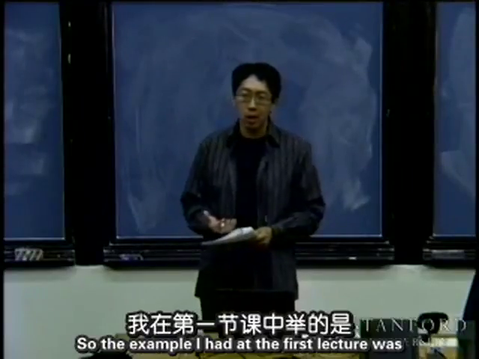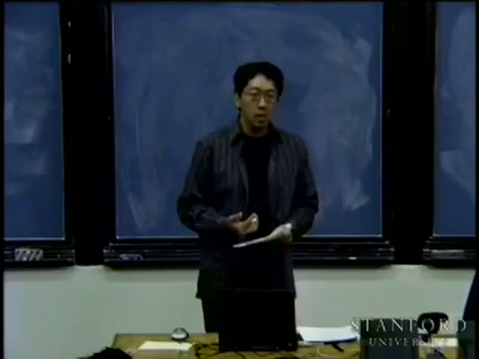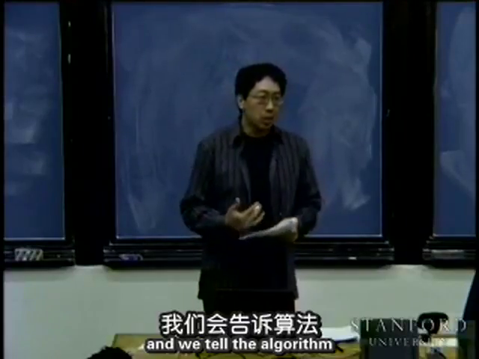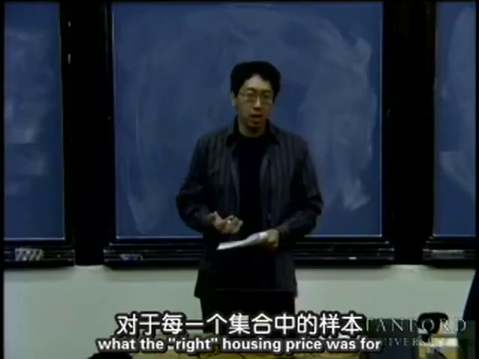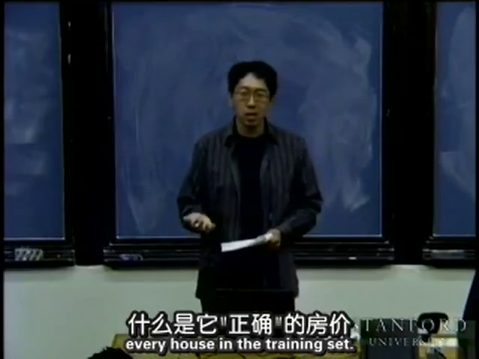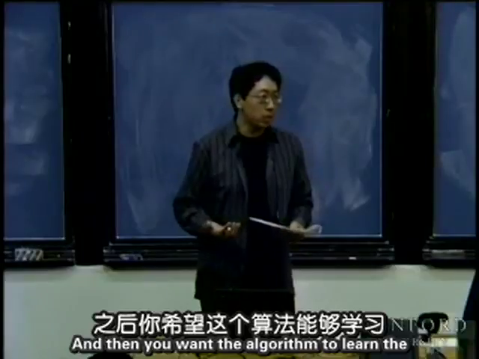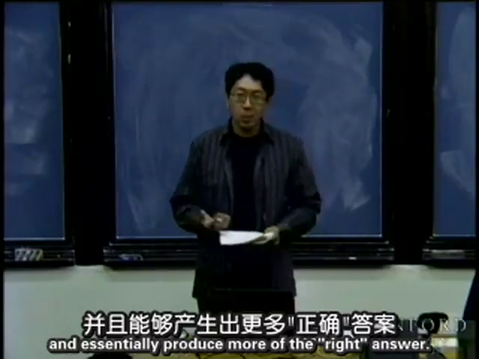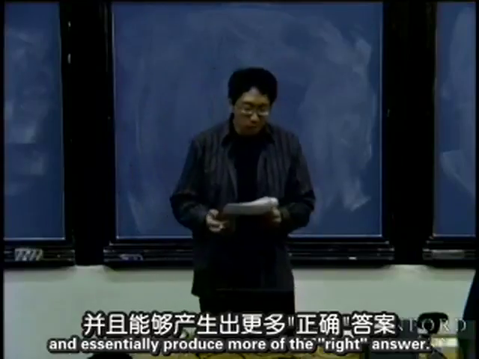So the example I had at the first lecture was the problem of predicting housing prices, where you may have a training set, and we tell the algorithm what the quote right housing price was for every house in the training set, and then you want the algorithm to learn the relationship between sizes of houses and the prices, and essentially produce more of the quote right answer.